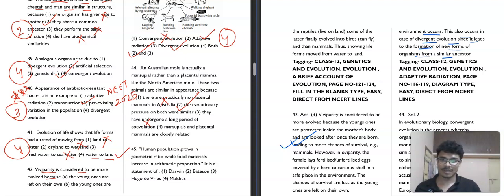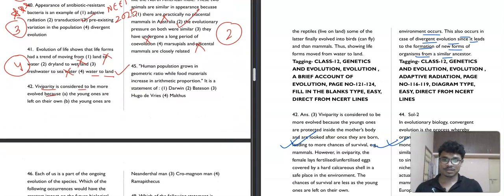Marsupial and placental mammals are closely related? No, they are not closely related, but they have the same evolutionary pressure. The second option is our correct answer. You can also read the explanation. Then question number 45.